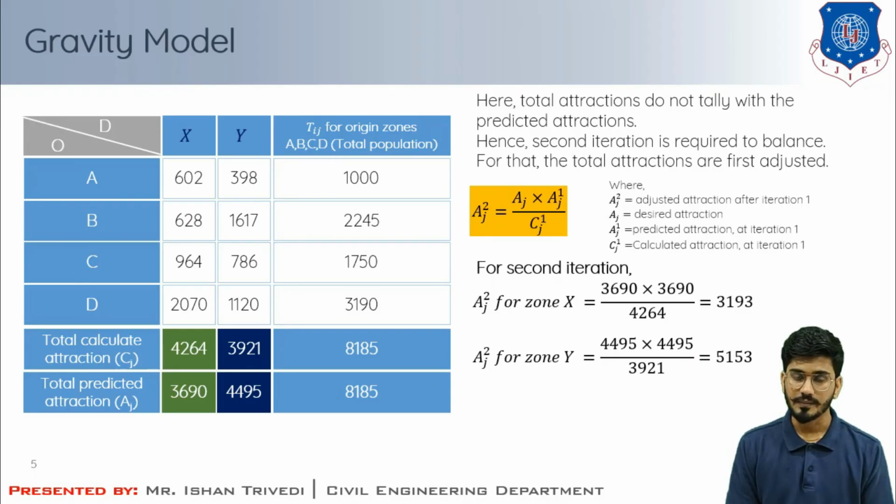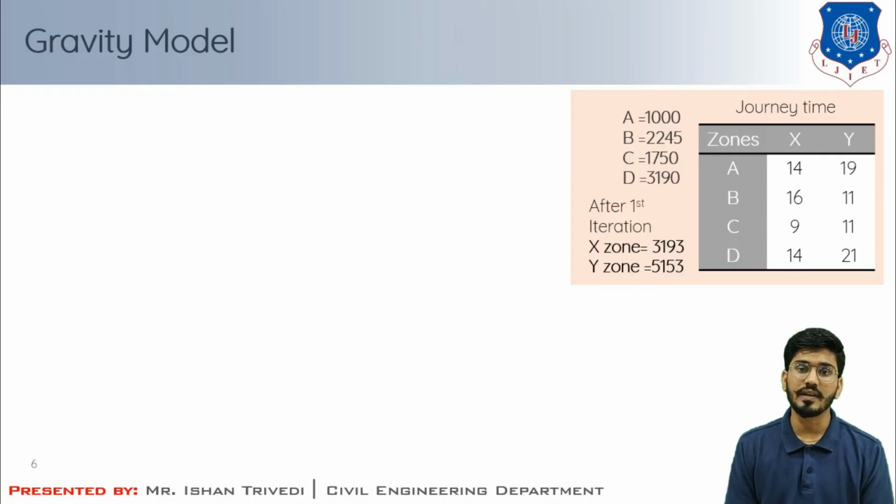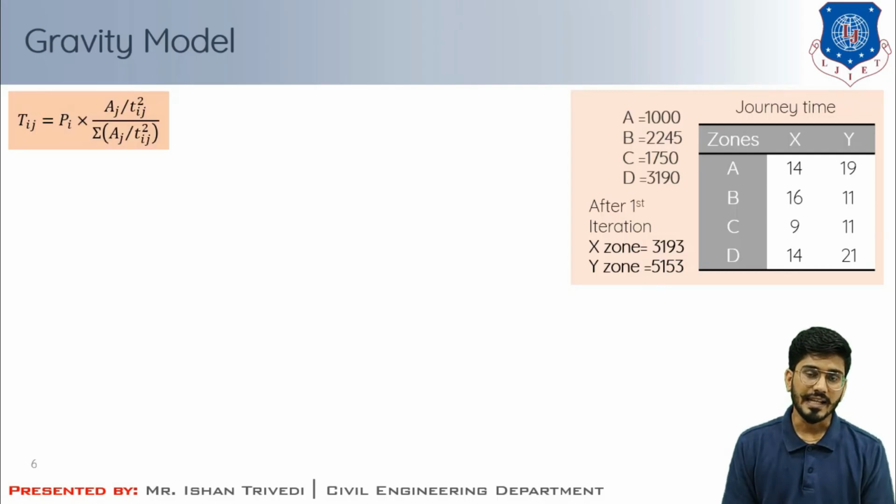based on these adjustments. So I'm just carrying forward this equation and the table, but what I'm going to change here is our attraction for trips in this second iteration. After the first iteration, the X and Y values we have are 3193 and 5153. The rest of the things will remain the same. Our parent equation will remain the same. I'm just going to change the X and Y zone values.